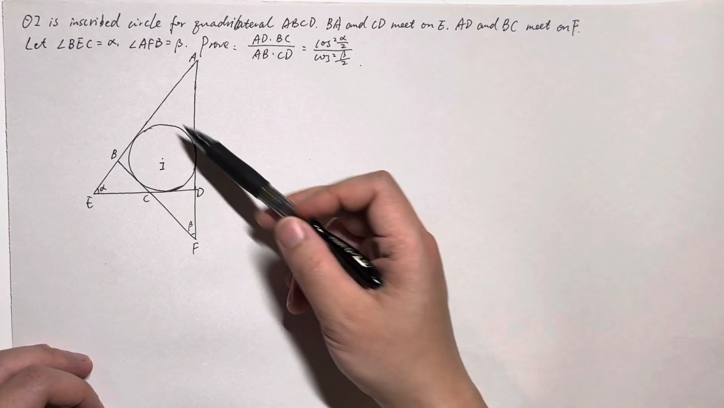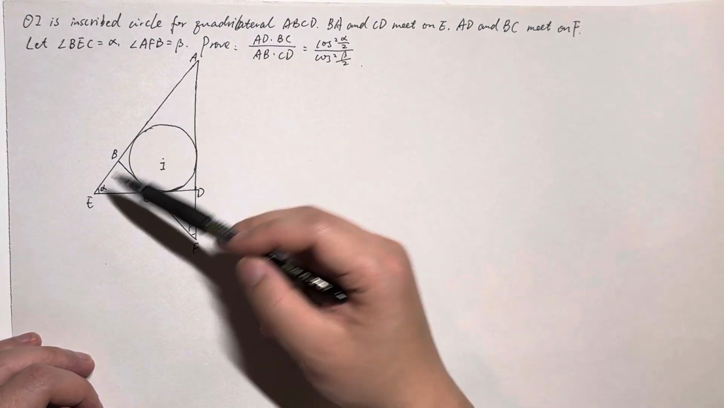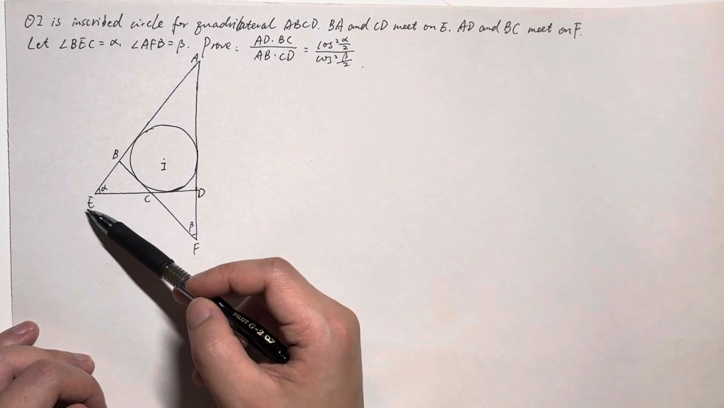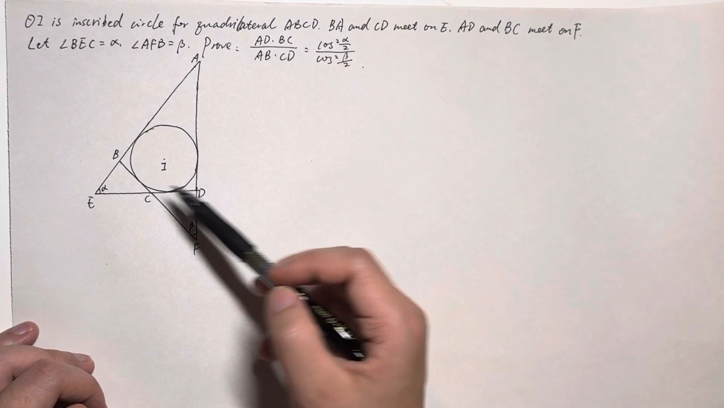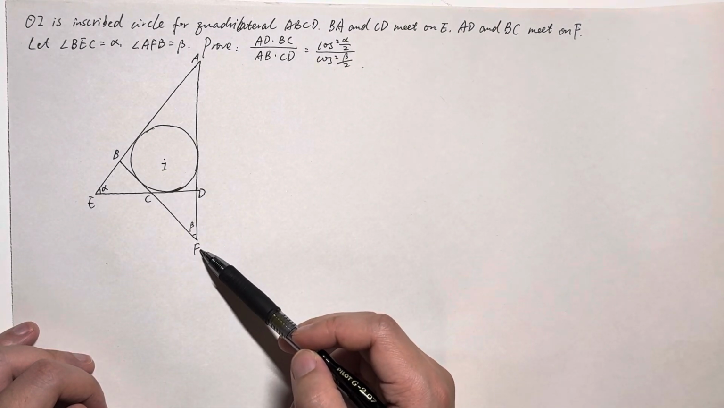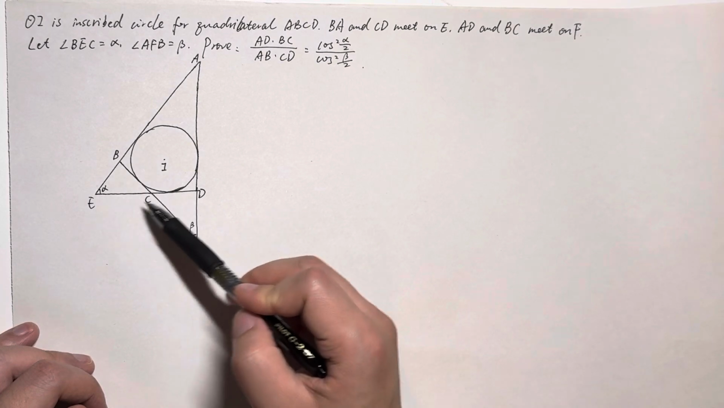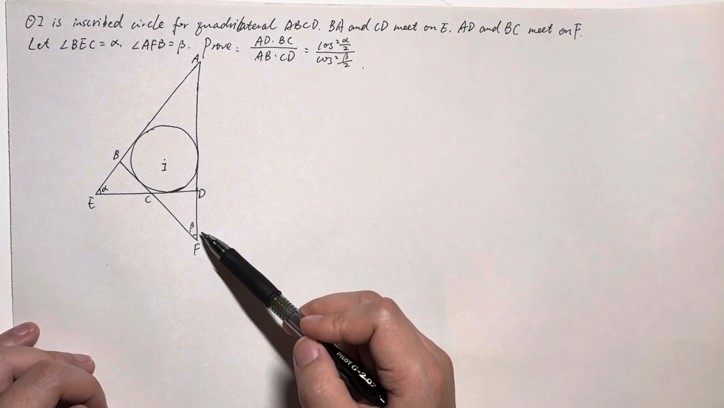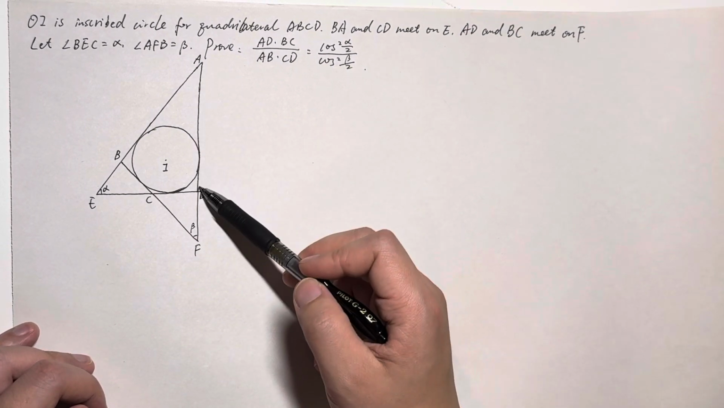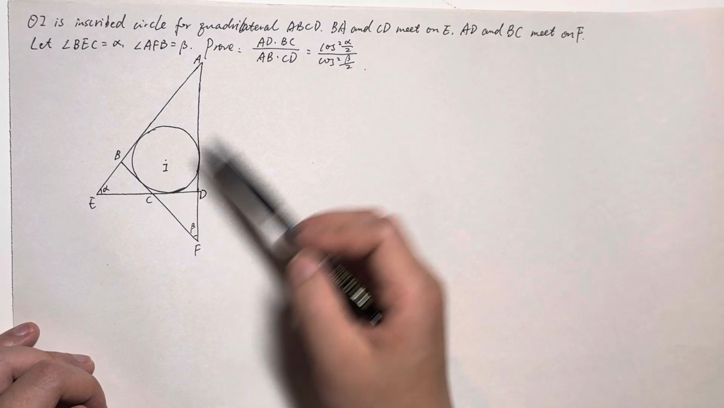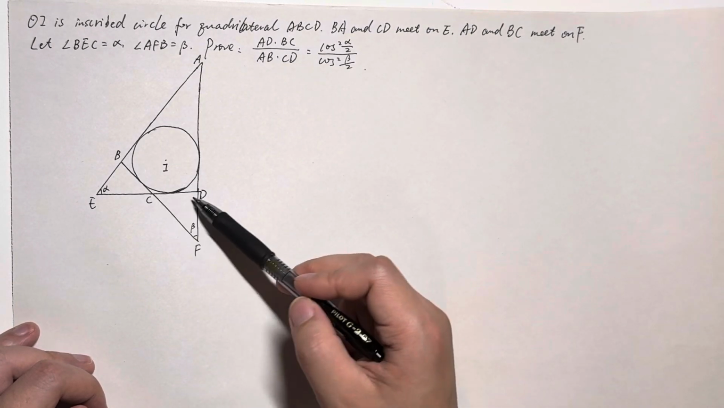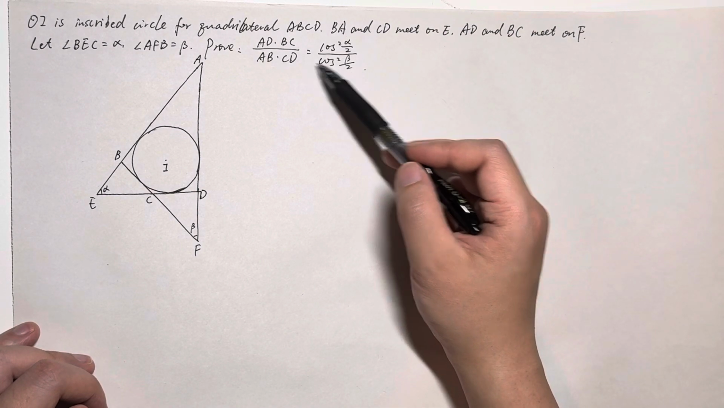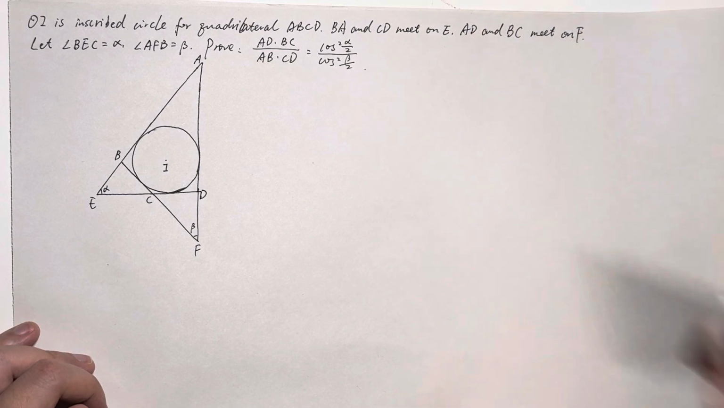Here is a problem. Circle I is the inscribed circle for quadrilateral ABCD. BA and CD meet at E. AD and BC meet at F. Let angle BEC equal alpha. Let angle AFB equal beta. Prove that AD times BC divided by AB times CD equals cosine square half alpha to cosine square half beta.